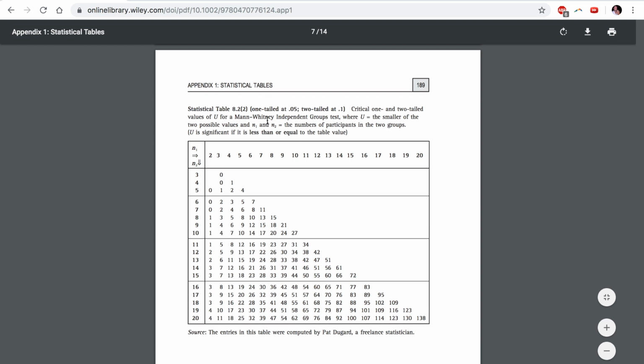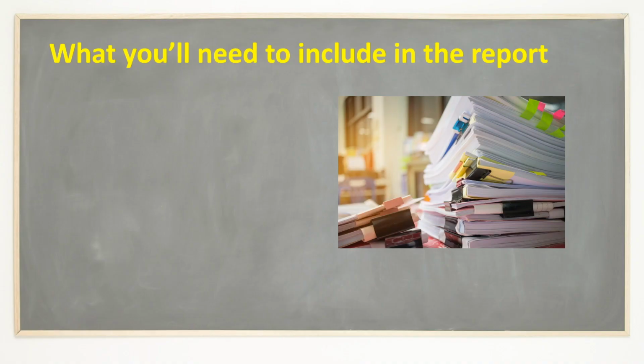So here we have it. This is how we use the data tables for finding out our critical value, and then we can relate that to the U value. Alright, so let's go back and have a look at what I need to include in the report now that I've done the test. I'm not going to show you an example summary because I don't want students just to copy what I've written and insert their own data.